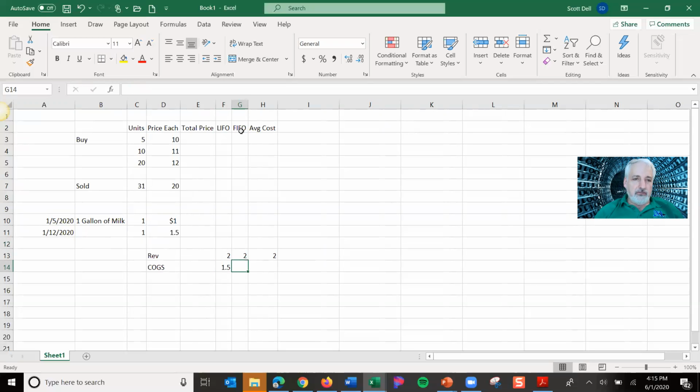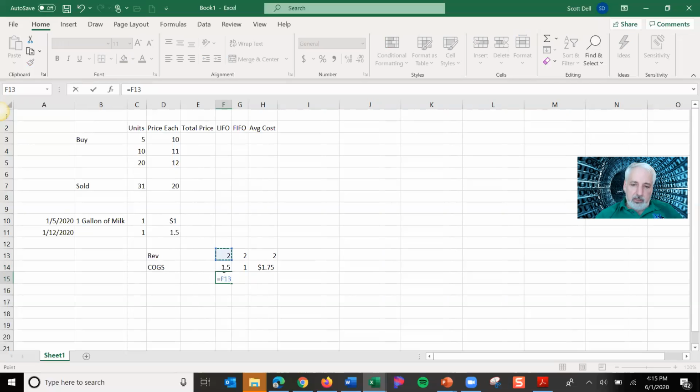This one says on FIFO, first one in is the first one we sold. And so we sold that one, $1. Average cost, you say, oh, I can probably do the average of that in my head, $1.25. Let's see if we can do $1.25. So it'll give us a date. And then equal that minus that.